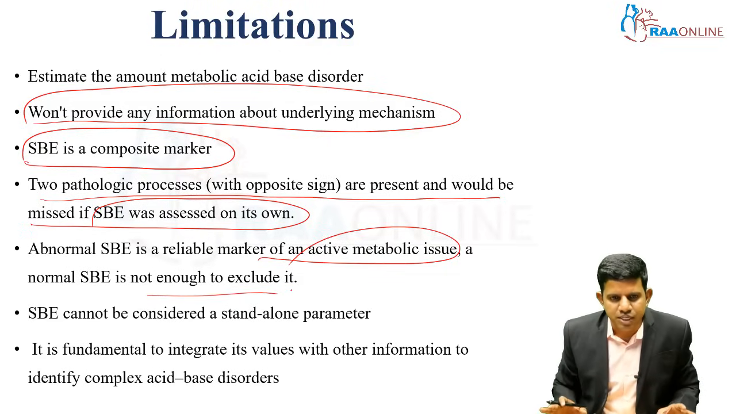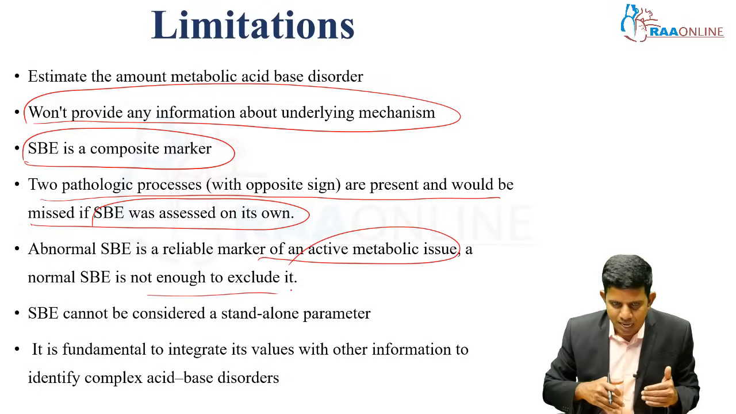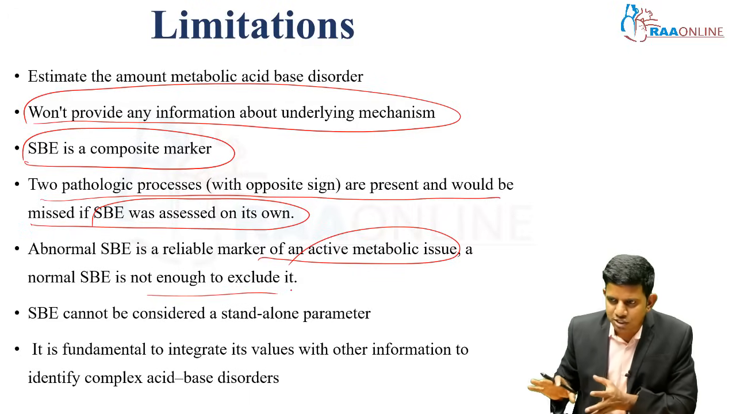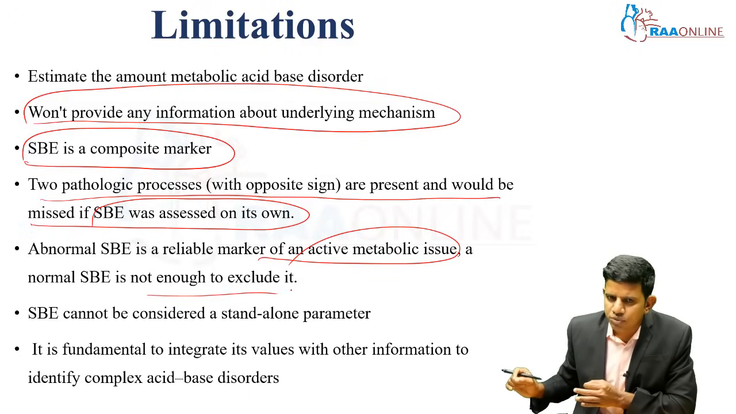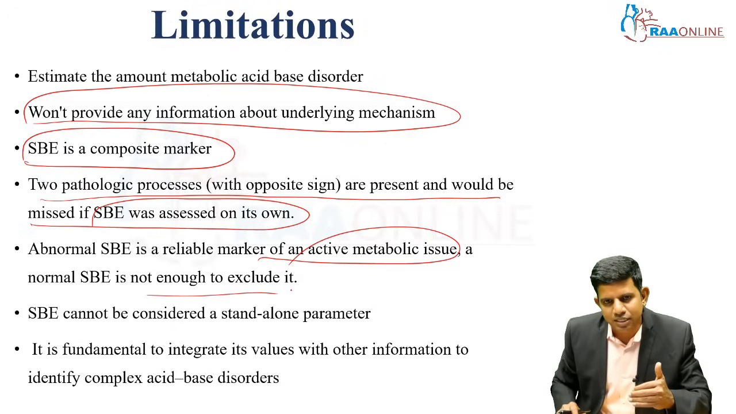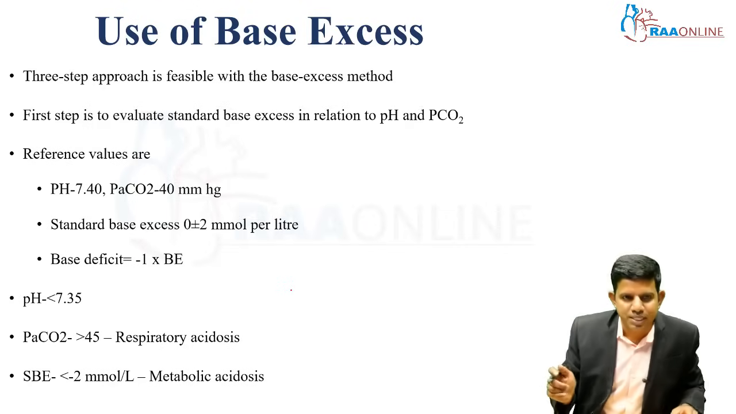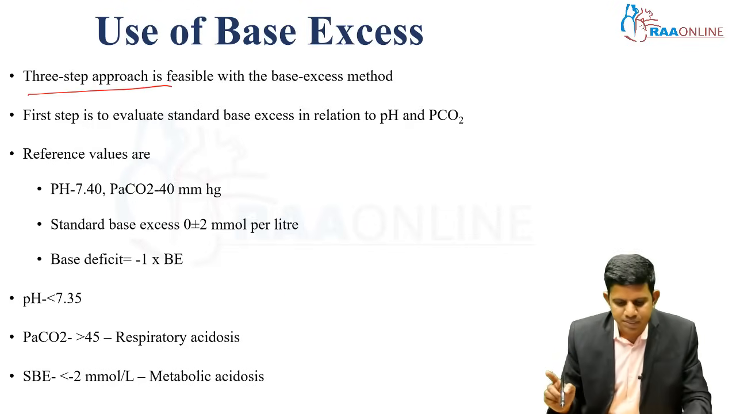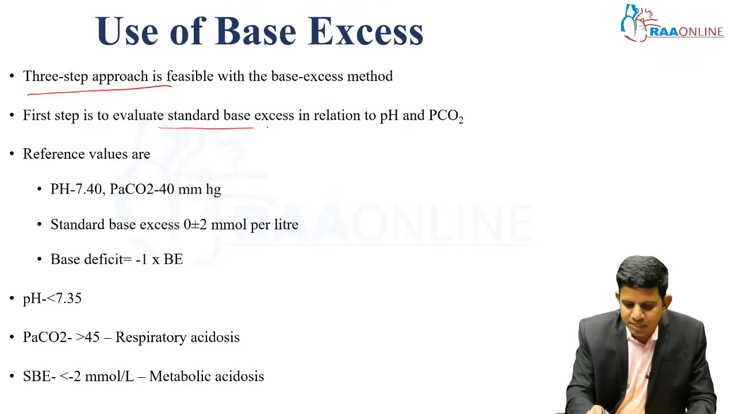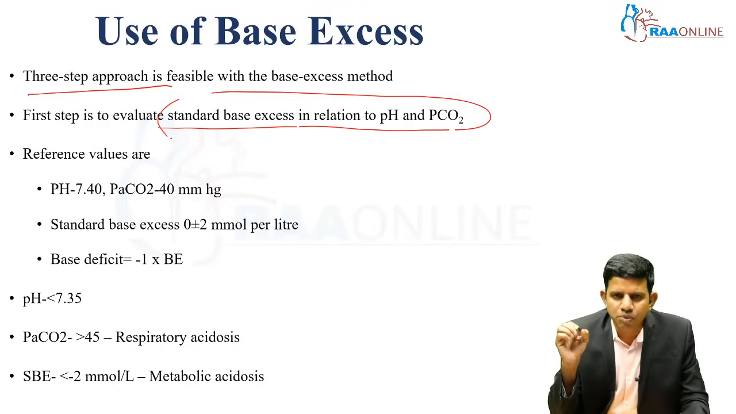Because of these limitations, it is interpreted together with other parameters to assess acid-base disorders. Next is how you can use the standard base excess to assess the acid-base disorder. There are 3 steps to assess the acid-base disorder using the standard base excess. The first step is to evaluate the standard base excess in relation to the pH and PCO2.